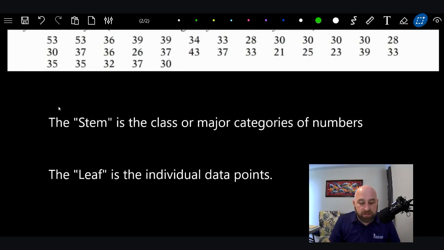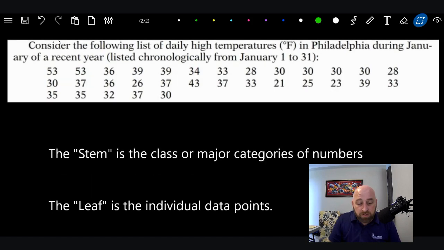So what does the stem and leaf do? Let's look down here. The stem is the class or major categories of numbers. If you look at these, there are some major categories of numbers. There are some that are in the 20s, some that are in the 30s, some in the 40s, some in the 50s. Those are the major categories.